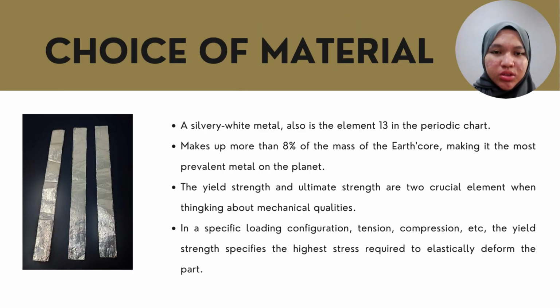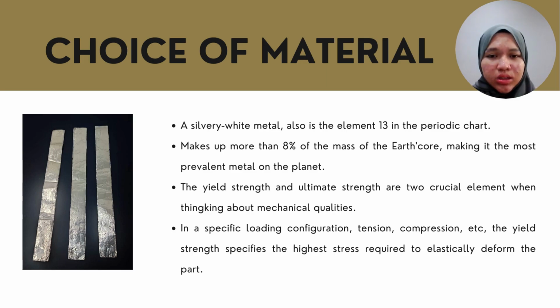Next, I will continue with the choice of material. In this project, we choose aluminum. In the left picture, there is a sample of the aluminum that we choose. Aluminum is a silvery white metal and is also the element theme in the periodic chart. It makes up more than 8% of the mass of the Earth's crust, making it the most prevalent metal on the planet. The yield strength and aluminum element strength are two crucial elements when thinking about the mechanical qualities.